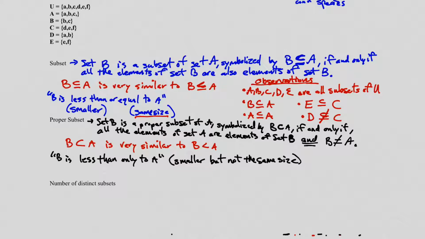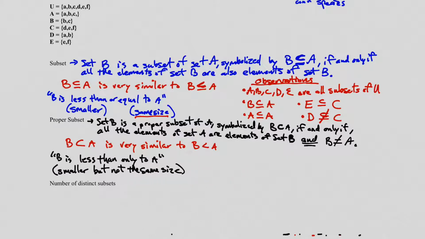Actually, let me move this. Okay, let me go back. Okay. It's a little smaller, but not the same size. All right, let's take a look at some observations again. So we can go back and also say B, not only is it a subset of A, it's also a proper subset. In other words, it is less than or it's smaller than A. Okay, it does not equal to A.